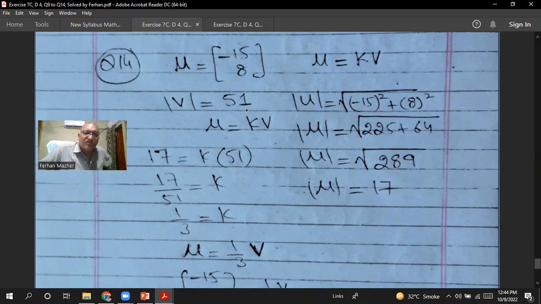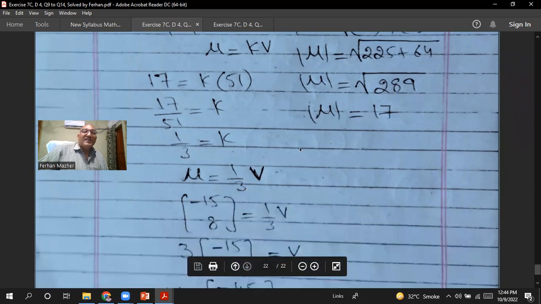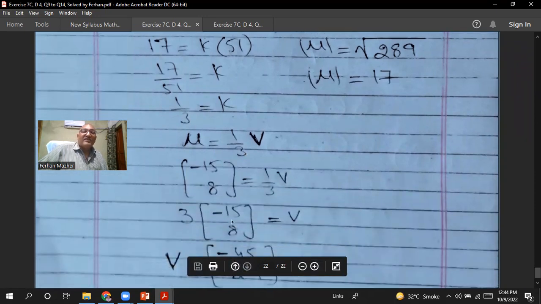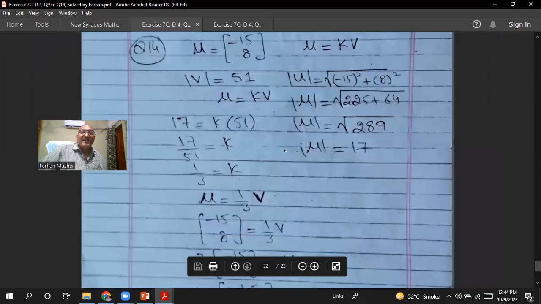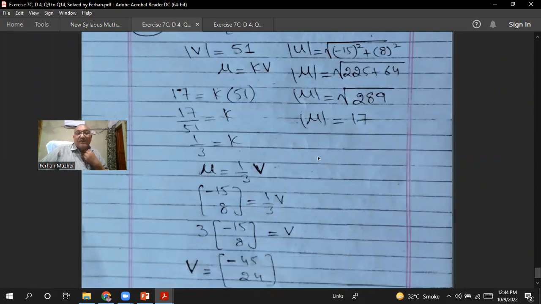The magnitude of v is given in the question, that's 51. The equation given is u equals k times v. So the magnitude of u is 17 and equals k times the magnitude of v, which is 51. So k will be equal to 17 by 51, and k will be 1 by 3. So u will be 1 by 3 v. Now that I know the value of k, that's 1 by 3, I will use the same equation, u equals kv. The k value is 1 by 3, so u is equal to 1 by 3 v.